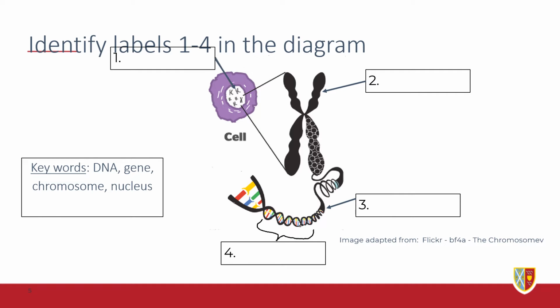Okay, so you can see in the keywords box we have DNA, gene, chromosome, and nucleus. This is the kind of thing we usually do right at the very start of a lesson just to make sure everybody's on the same page. If you could identify labels 1 to 4 on the diagram, they do go from 1 to 4, from the largest to the smallest. Have a go at doing that now. Pause the video while you're doing it, and then we'll come back and do some answers.